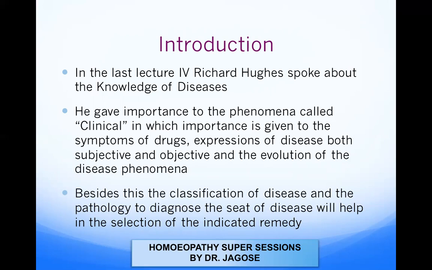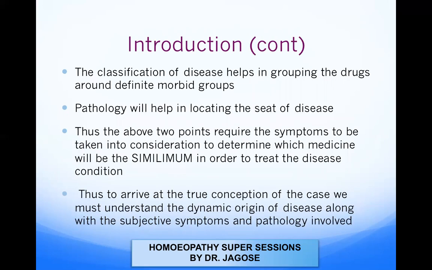So you also have to classify the disease and also know what is the pathology behind the disease, so as to gain the location or to diagnose the seat of the disease, which will help you in the selection of the indicated remedy. The classification of disease helps in grouping the drugs around definite morbid groups. So when you classify the disease, you can come to know certain groups of drugs belonging to that particular class. Pathology will help in locating the seat of disease.